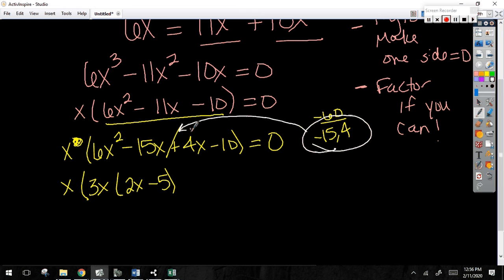So you multiply 6 and negative 10 together to get negative 60, right? And so you're looking for two things that multiply to negative 60 but add to negative 11. What can you take out of the second two? 2. What is left?